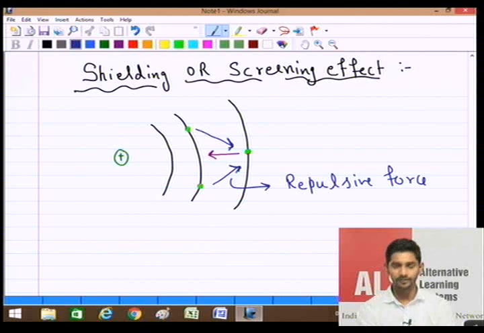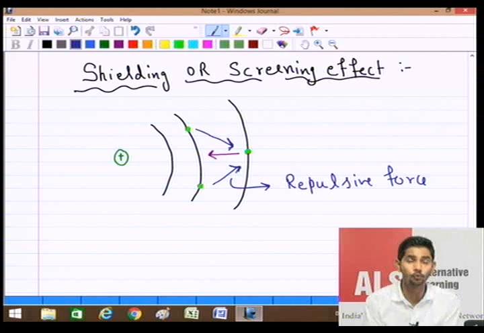This question is for everyone. Everyone has to answer. Very good. Obviously, the force will be more.